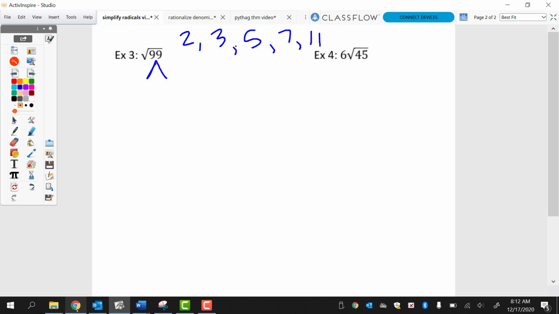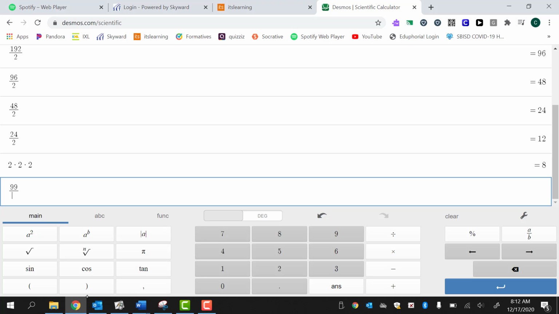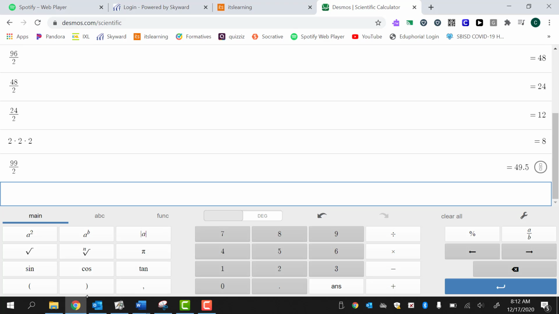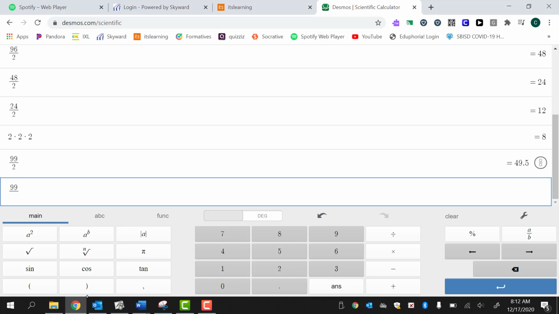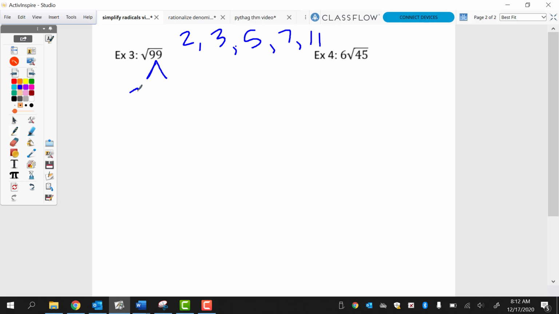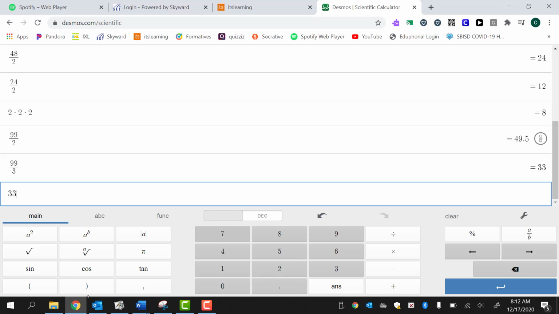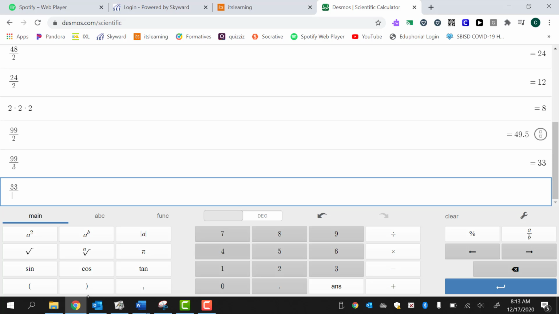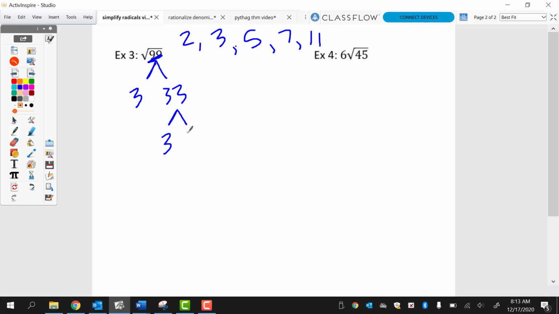So 99 we try breaking down. 99 divided by 2. Oh, 2 doesn't work this time, so I gotta try something else. 99 divided by 3 is 33. That works. So we're gonna do 3 and 33. Cross out 99. So let's try dividing 33. Divided by 2. Oh, that's a decimal, so let's try divided by 3 is 11. I cross out 33. Oh, 11 is one of my prime numbers. So I'm done dividing. I can't divide anymore.